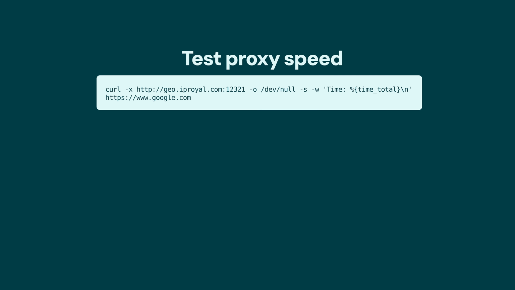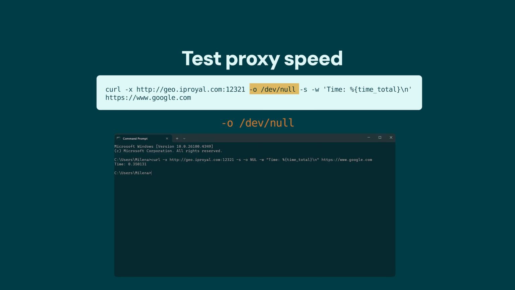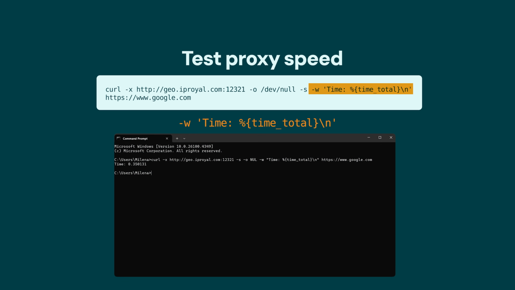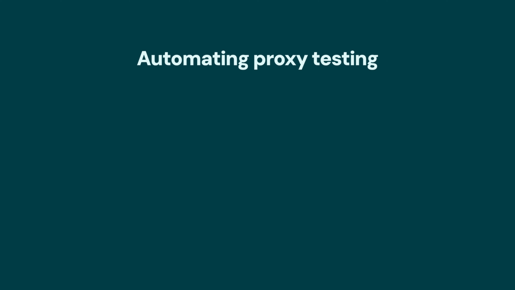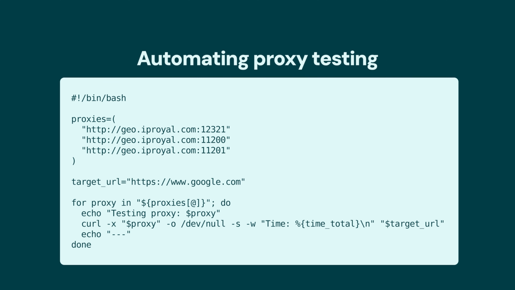Test proxy speed. This command will output timing details. Let me break it down. This suppresses the response body, and this prints only the total time taken for the request. Automating proxy testing. Curl lets you test multiple proxies and automate the process with a simple shell script. The script will help you quickly spot which proxies are online and responsive.